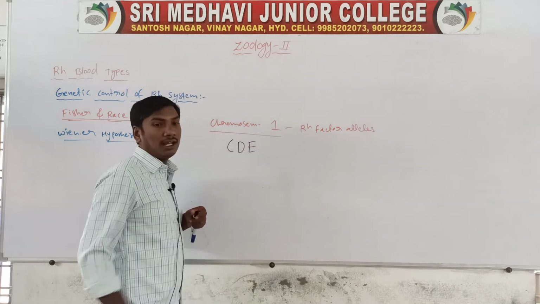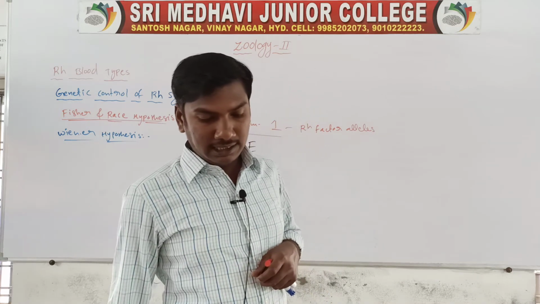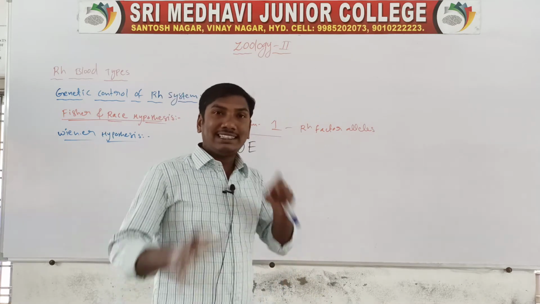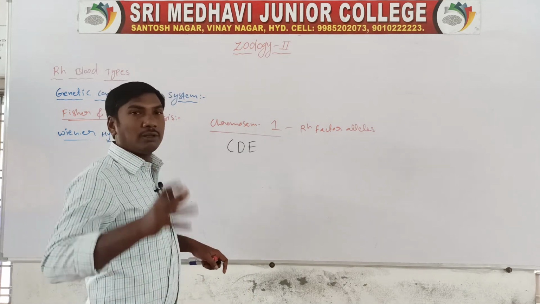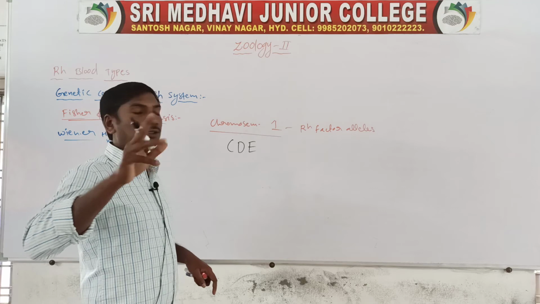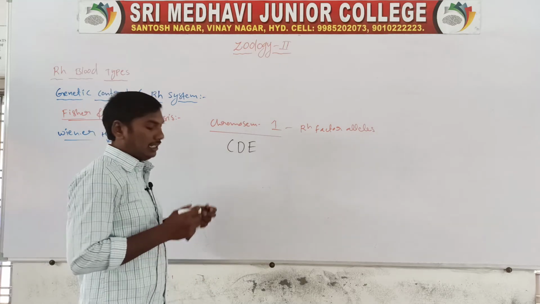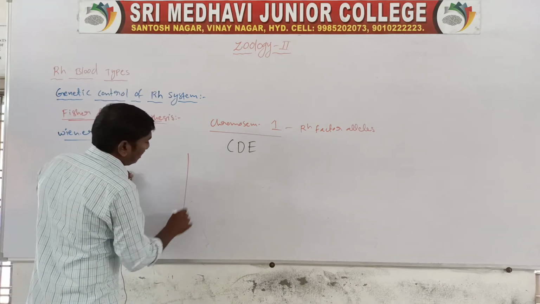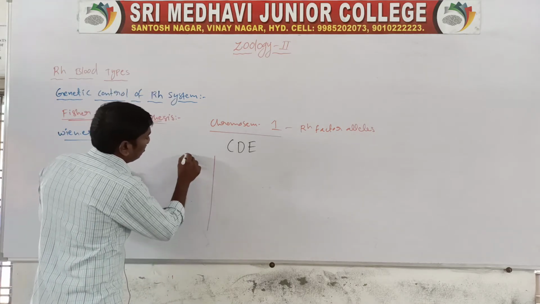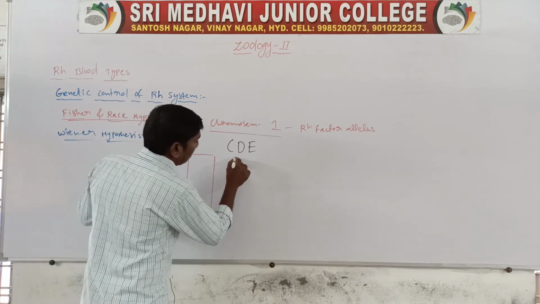So their technique is the CDE hypothesis, the CDE nomenclature. These are the three alleles, named C, D, E. Chromosome number 1 contains the three alleles: one allele C, one allele D, one allele E.